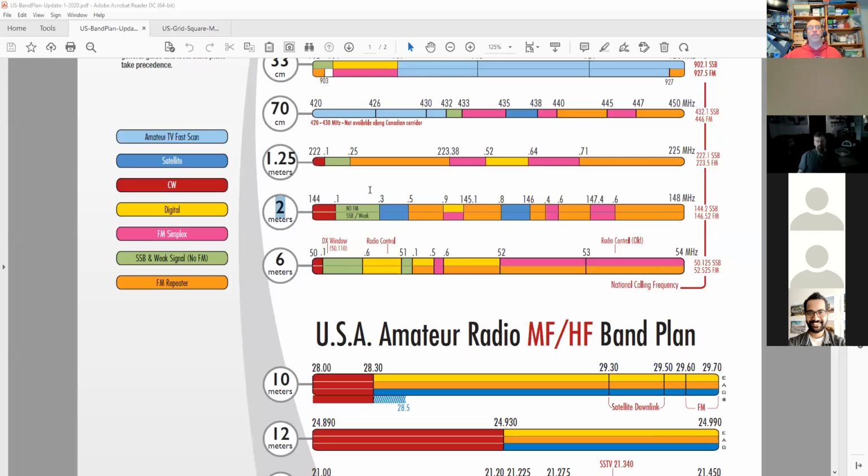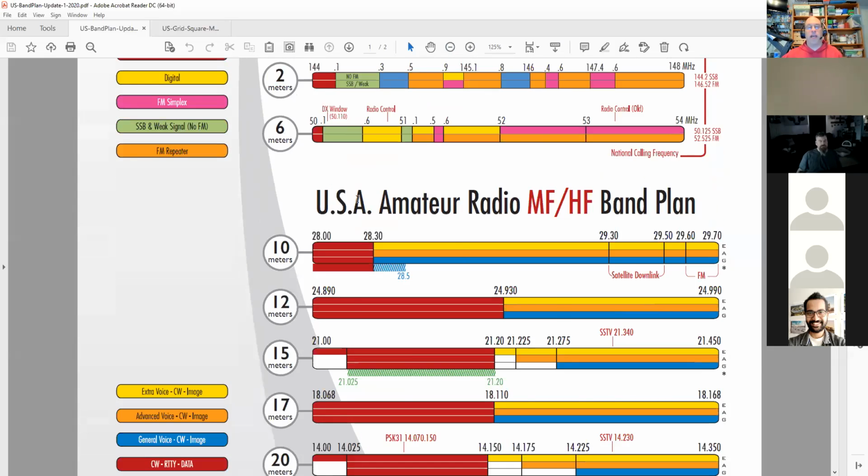Okay, let's see, back to the weird frequency chart, which doesn't have 219 to 220 on it. We would find that that is used for fixed digital message forwarding systems only. That is the only mode we can use on 219 to 220, which again would fall somewhere to the left of this 222.